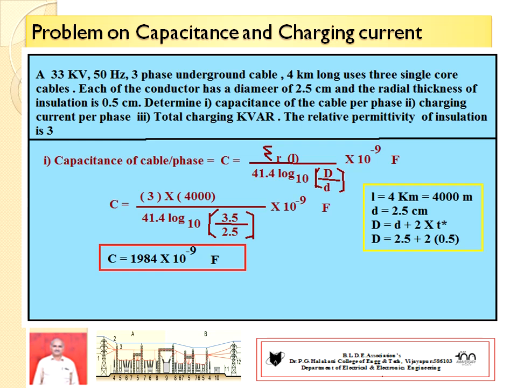Capacitance of cable per phase, C equal to relative permittivity into L by 41.4 log to the base 10 capital D by small d into 10 to the power of minus 9 farad, standard expression. So you go on substituting all the values. Once again, L should be in meters, capital D and small d of same unit, both are in centimeters. So we are getting C equal to 1984 into 10 to the power of minus 9 farads.